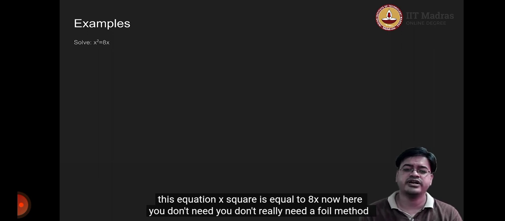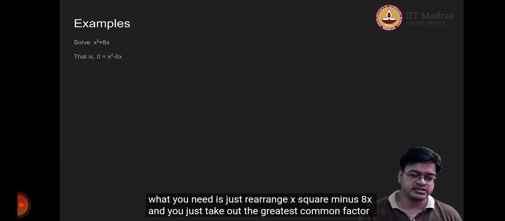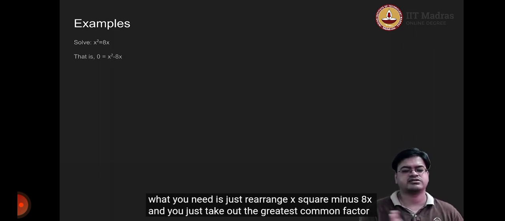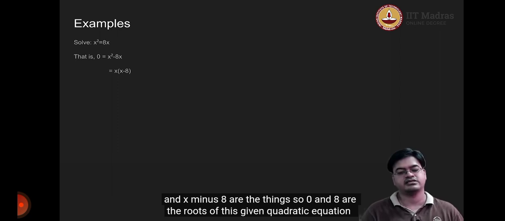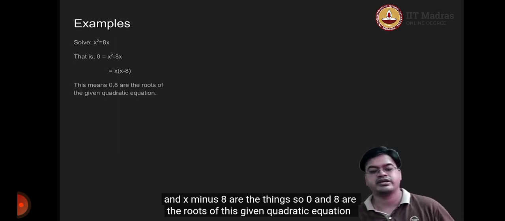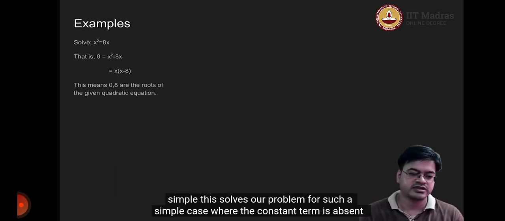Now here you don't really need a FOIL method. What you need is just rearrange x square minus 8x, and you just take out the greatest common factor, which is x. So this will give you x into x minus 8. So if I want to solve this, I know x minus 0 and x minus 8 are the things. So 0 and 8 are the roots of this given quadratic equation. Simple. This solves our problem for such a simple case where the constant term is absent.